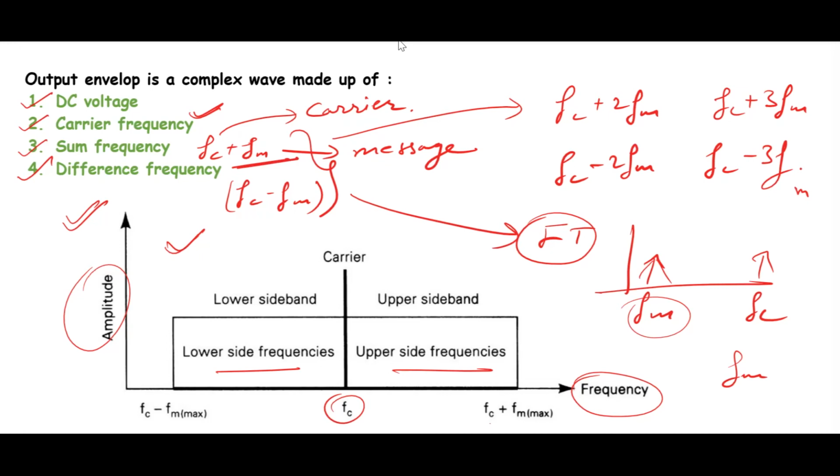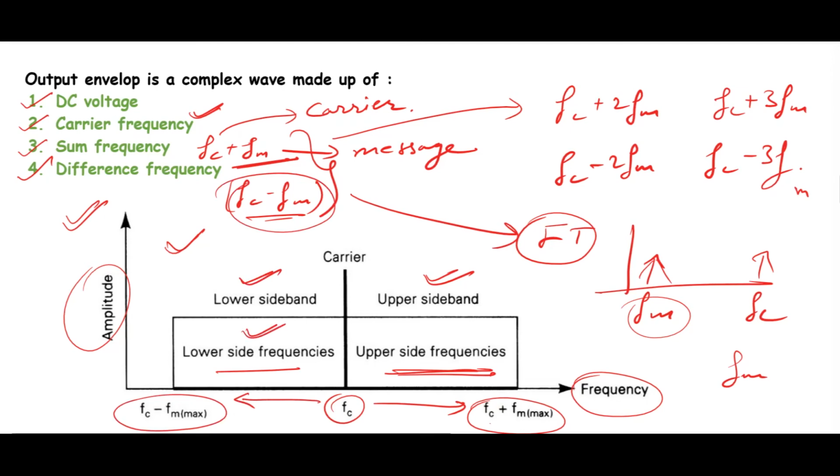As we have seen, there are two types of shifts. One is Fc plus Fm, this side, which we call the upper sideband or upper side frequency. Another shift is Fc minus Fm, towards this side, which we call the lower sideband or lower side frequencies. In the center we have the carrier, which we can call the center frequency. That means Fc is my center frequency. While discussing the phasor diagram or vector diagram, I'll mainly consider this carrier and these two sidebands, or the vectors of these three.